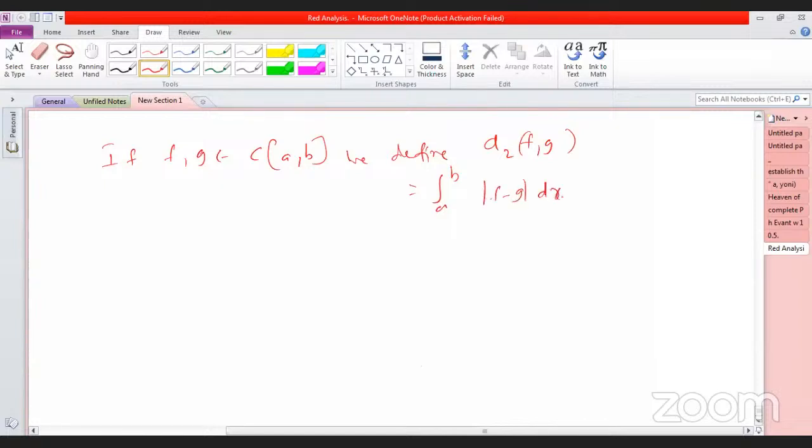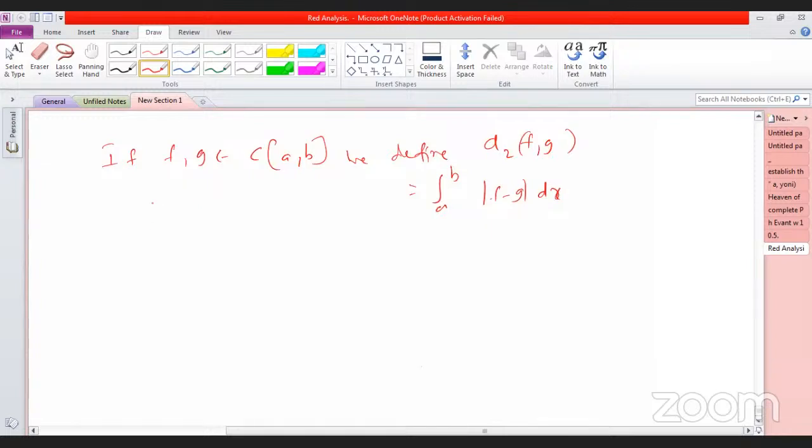Why we written d2 of f comma g, anyone tell me? Why we written d2 of f comma g? In f comma g belongs to C[a,b], we define, and in the first one you can write d of f comma g. That's why we are writing d2 of f comma g, integration from a to b. We are removing the t. So integration from a to b, we are taking modulus of f minus g, (t) dt.